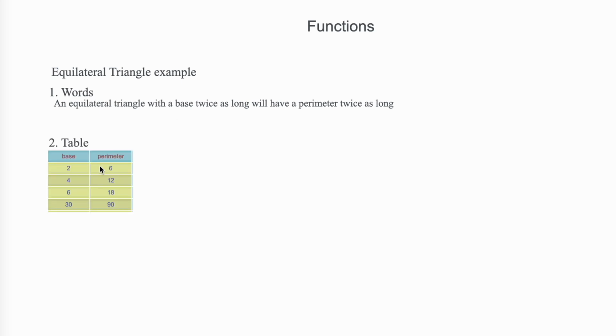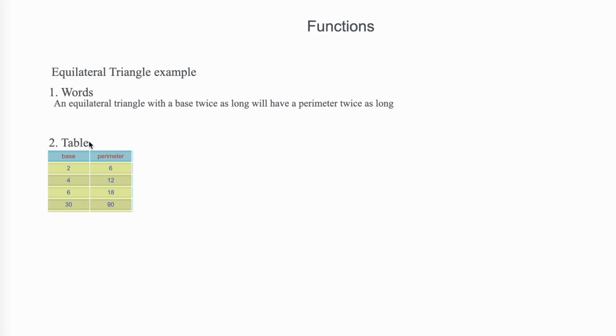We can make a table of values for this. If the base is 2, then the perimeter must be 6. That makes this equilateral. So if the base is 2, the other two sides are also 2. That's 3 times 2 is 6. If the base is 4, then the perimeter would have to be 3 times 4 is 12. If the base was 6, then the perimeter would have to be 3 times 6 is 18. If the base was 30, then the perimeter would be 90.